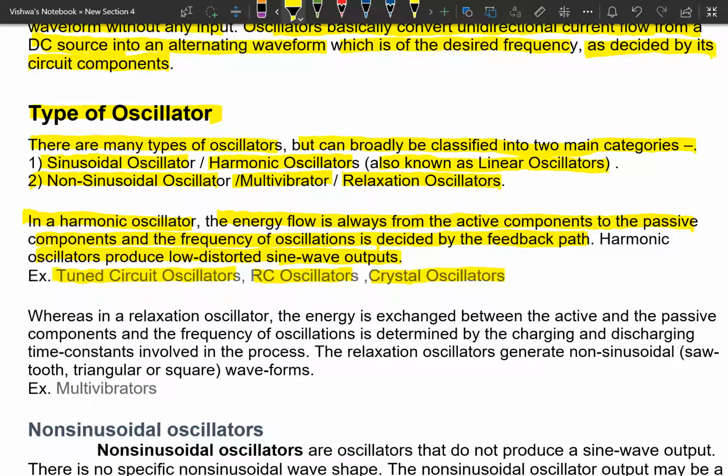And then another type of oscillator is the non-sinusoidal oscillator, which we call the relaxation oscillator.